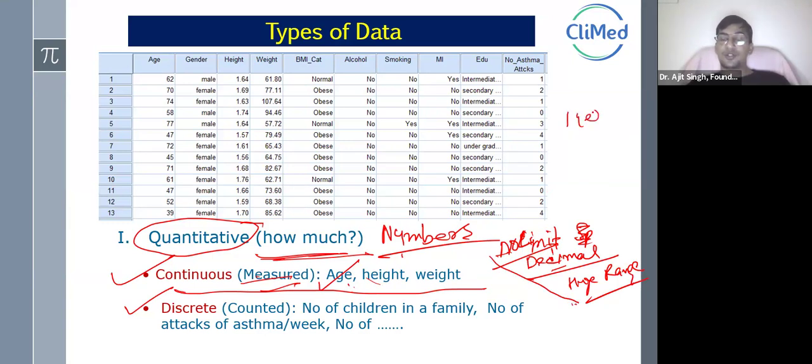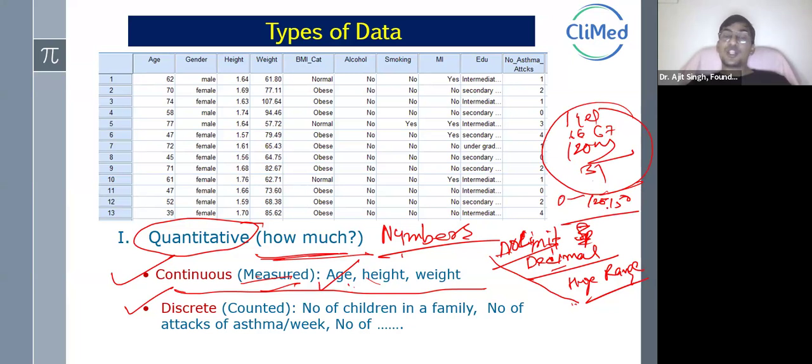Age could be 1 year also. Age could be 120 also. So there is no specific limit in this. It could be 66, 67, or 31 also. And then the range is huge. Range could be 0 to 120. We don't have 150-year-old people, but the range is huge, from 0 to 115, 120. There are people right now who are aged 120 years. So there is a huge range.